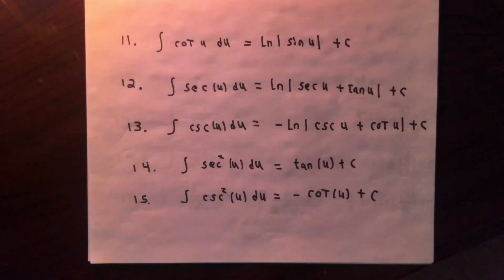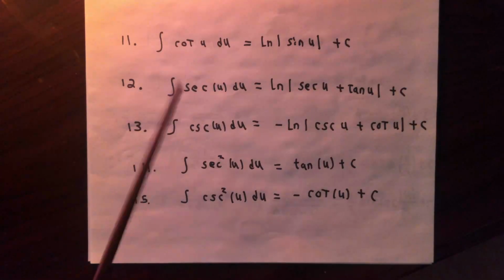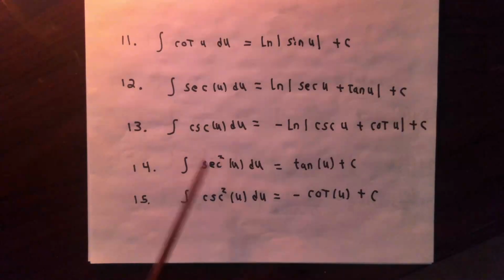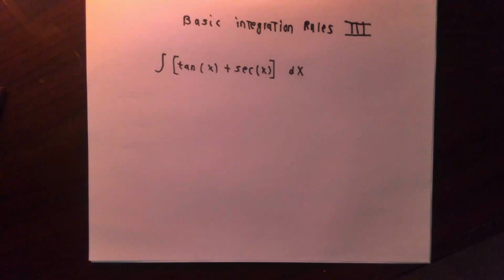Good morning. Today, I'd like to finish up talking about the basic integration rules, including some situations where we actually use that completing the square business. I'd like to do an example integral that uses at least one, maybe more, of these five formulas labeled 11 through 15. To begin with, I'm going to look at the integral of tangent x plus secant x.